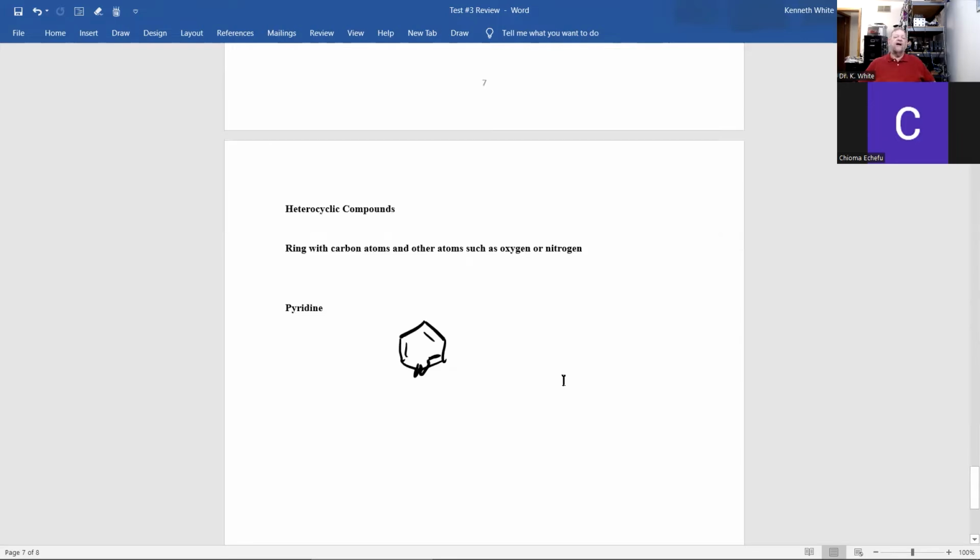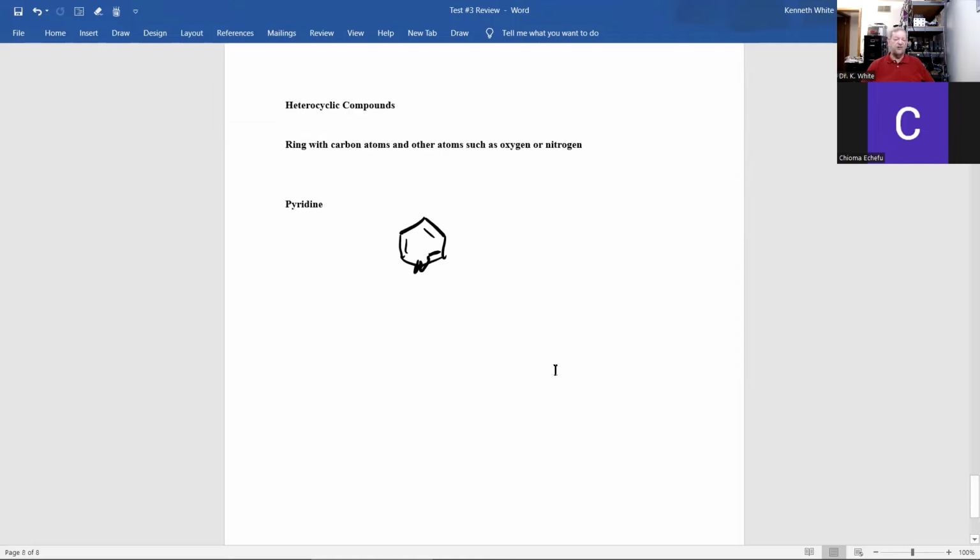I talked about heterocyclic compounds, and the only thing you need to know, hint, is what a heterocyclic compound is. That's a ring with carbon atoms and other atoms, such as oxygen or nitrogen. Again, you need to know what is a heterocyclic compound. That's a ring with carbon atoms and other atoms, and those are oxygen or nitrogen.